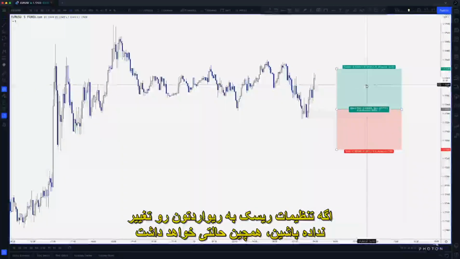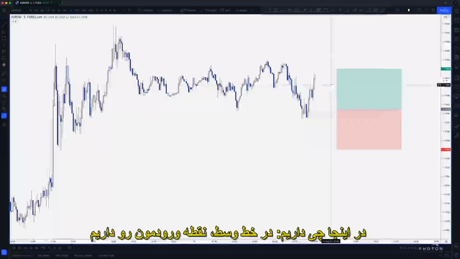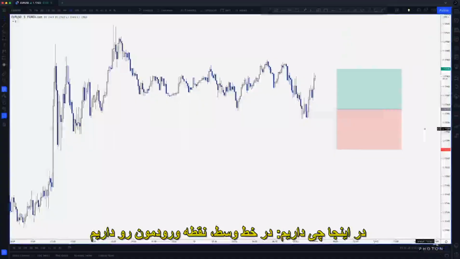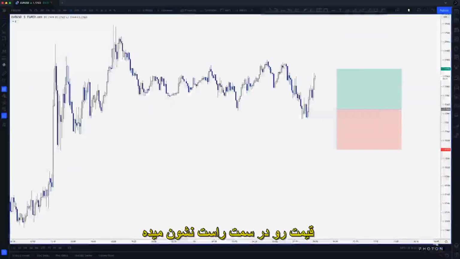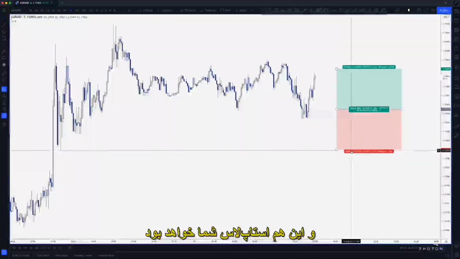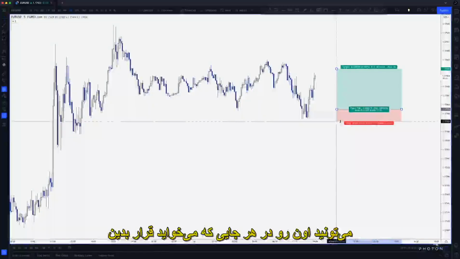Now this is probably what it will look like if you still have the default settings on your risk to reward tools. Essentially, this line here in the middle is your entry price, right? It will show the price on the right hand side, and then this will be your profit target. It shows you up here, and then this will be your stop loss. So what you can do is just adjust these to wherever you want.